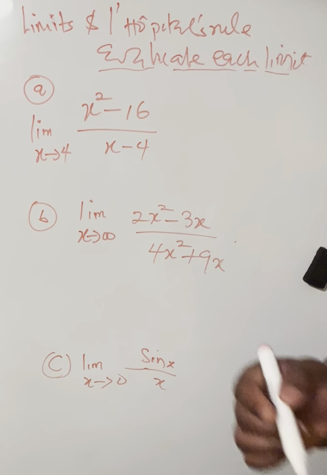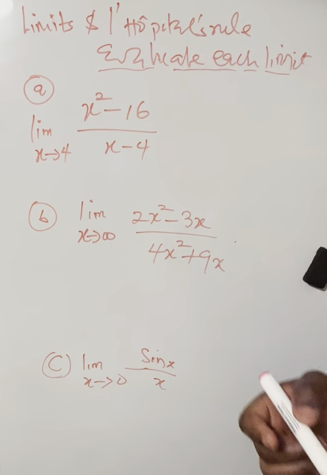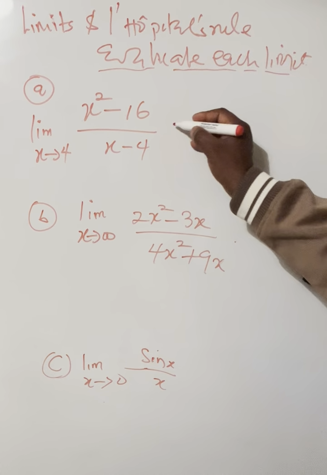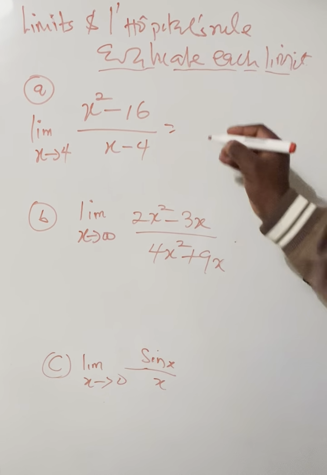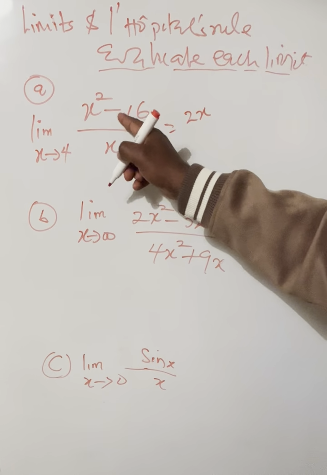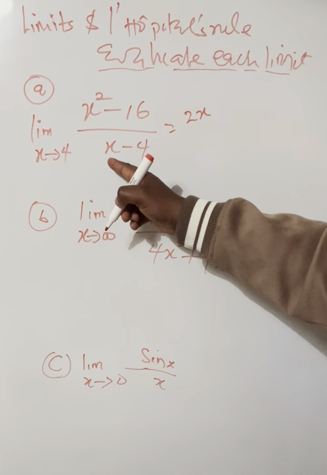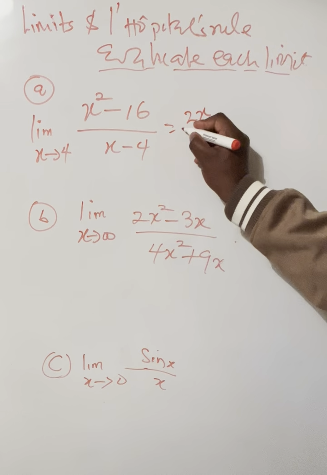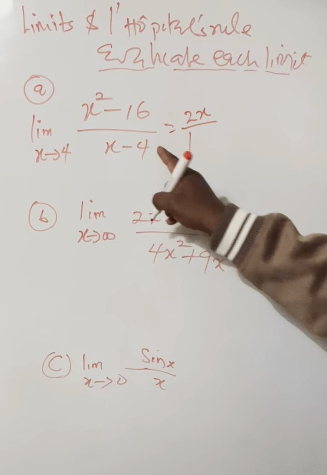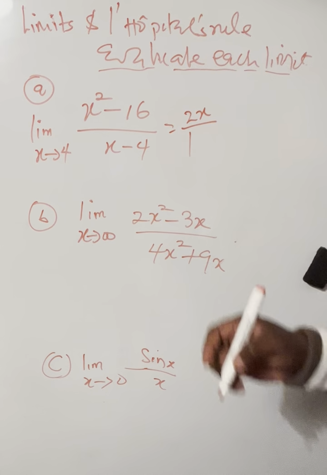So it's all about differentiating the numerator and the denominator. That is L'Hopital's rule. So doing that, I will differentiate x squared. That will give me 2x. Then I will differentiate minus 16, which is the constant. That will give me 0. So I'll also differentiate x. That will give me 1. Differentiating minus 4 will be 0. So I have 2x over 1.